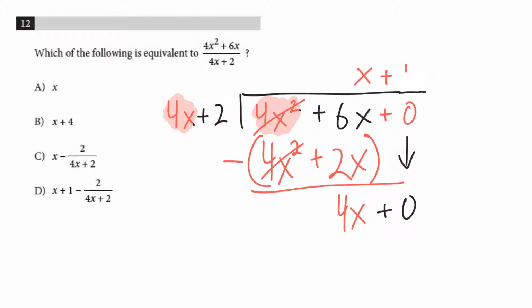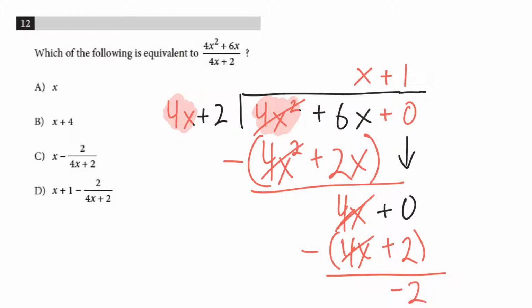Okay, so plus 1, and then I multiply back through, so 1 times 4x is 4x, and 1 times 2 is 2. Okay, now I'm going to subtract that. My 4x's cancel, and I'm left with 0 minus positive 2, which is negative 2. Okay. Now, there's nothing that 4x can be multiplied by to equal negative 2. This is my remainder.